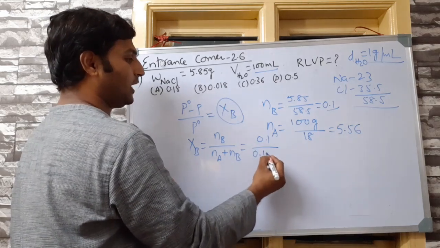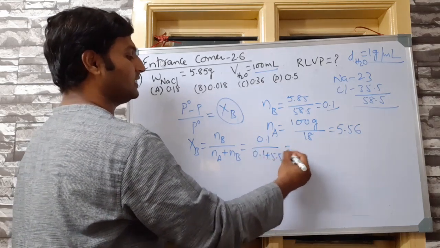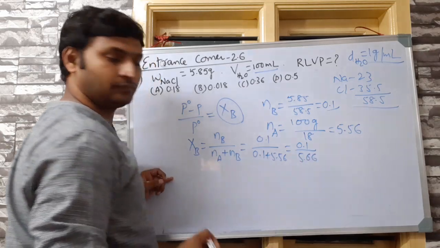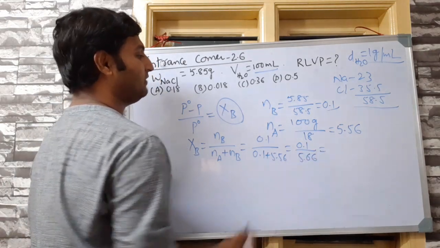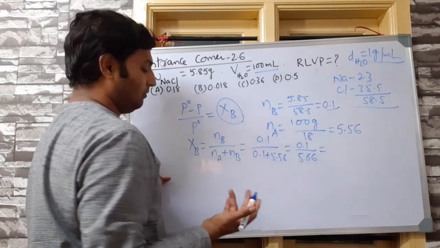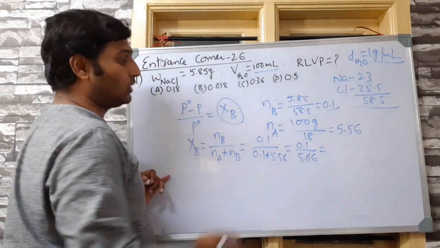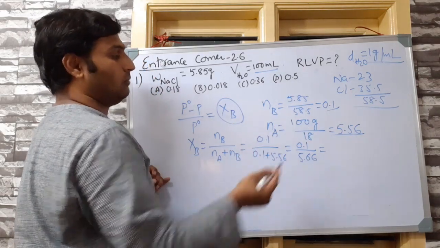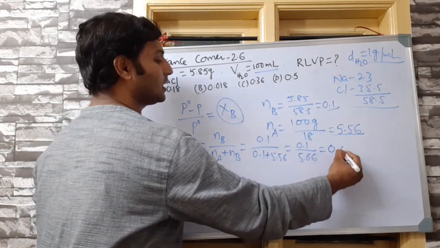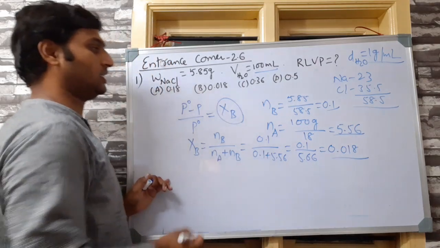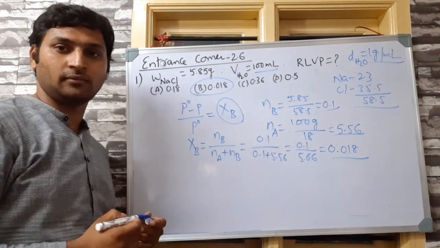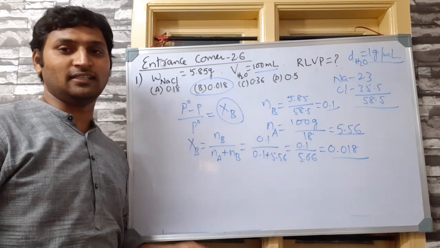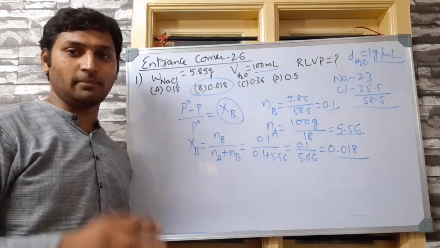0.1 divided by 0.1 plus 5.56, that is 0.1 divided by 5.66. Correct? If you simplify, you will end up getting a very small mole fraction, of course, for the solute. Because the number of moles of solvent is so large, the mole fraction of solvent will be much larger. So the answer comes out to be 0.018, that is your option B. A simple straightforward question. Calculate mole fraction, that is equal to RLVP as per the basic formula.